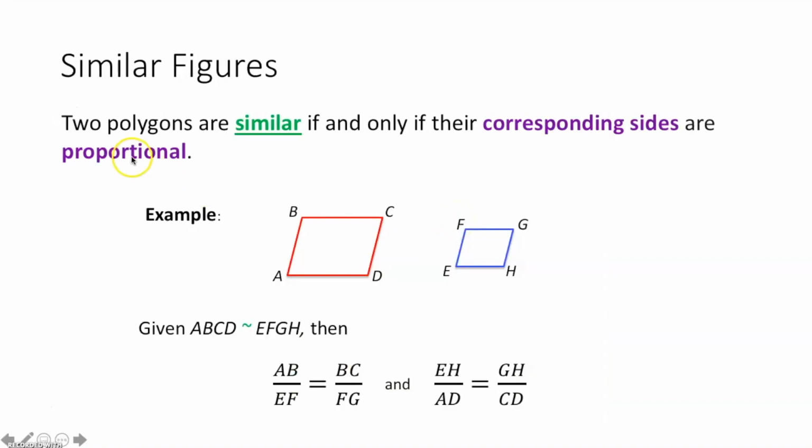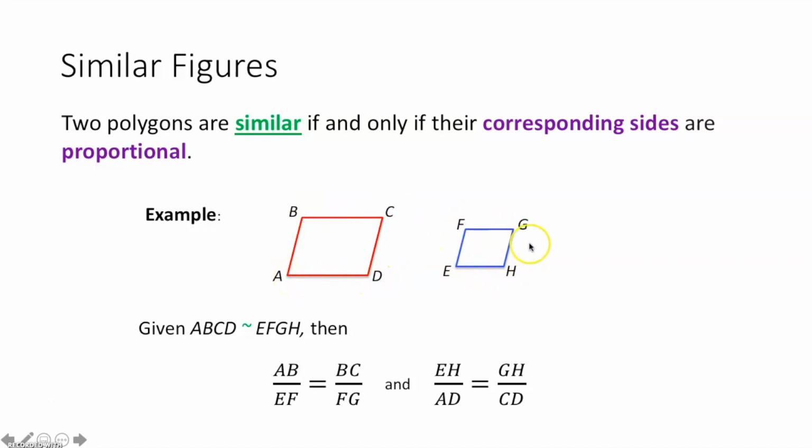Now let's talk about similar figures. So two polygons are similar if and only if their corresponding sides are proportional. Let's first talk about corresponding sides. What are corresponding sides? Well, there's two ways to look at corresponding sides. One would be through the figure. If these are similar figures, then I know AB corresponds with EF, BC corresponds with FG, CD corresponds with GH, and HE corresponds with DA.